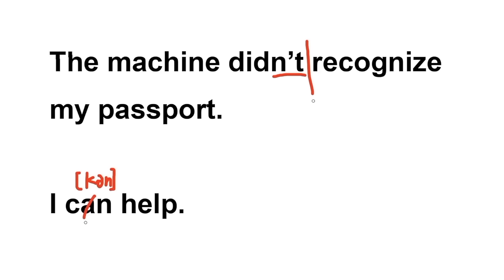This is because can is a helping verb here. It's not the main verb. The main verb is help. Can is usually a helping verb, and in these cases, we do reduce it. I can help. Where are you flying to today?